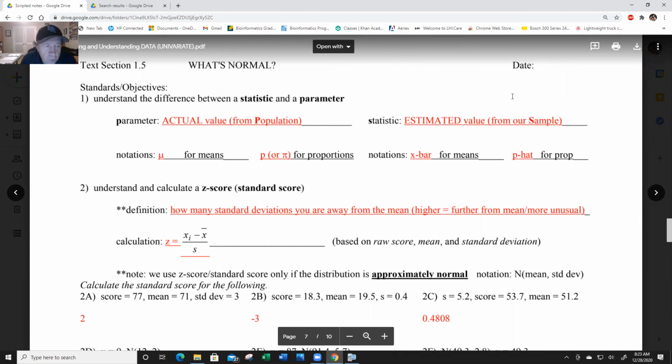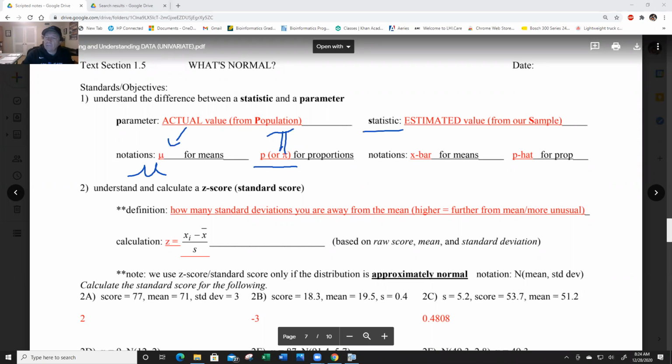All right. So the first thing, parameter. A parameter is the actual value from a population, okay? Its notation is mu for means. That's not an M, that's not a U, it's mu, the Greek letter mu. And for proportions, they use capital P or pi. I like to use pi because I think it makes more sense, since you're trying to stay with the Greek letters for everything.